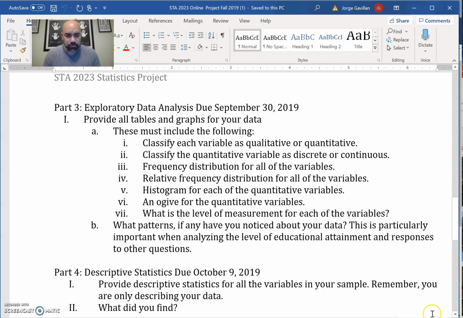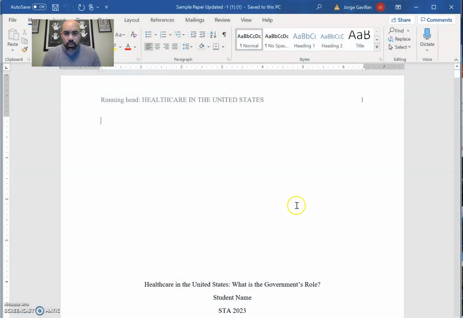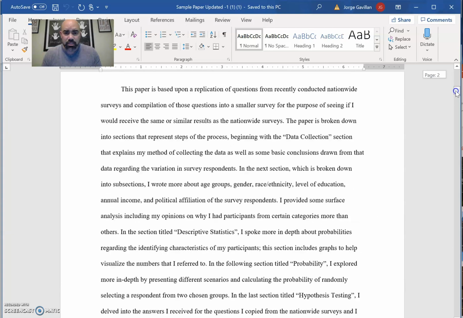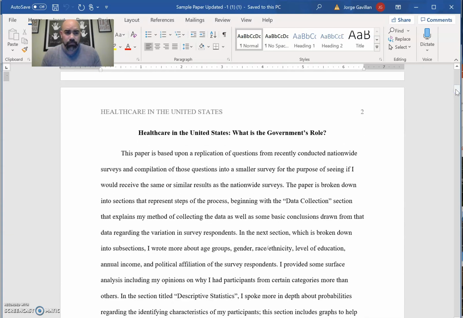obviously in your written analysis. The other thing is your sample paper. Of course, this is a sample paper, not your sample paper. What you have to have for part 2, obviously, is the cover page, your reference page, and then you begin the process of creating your paper.